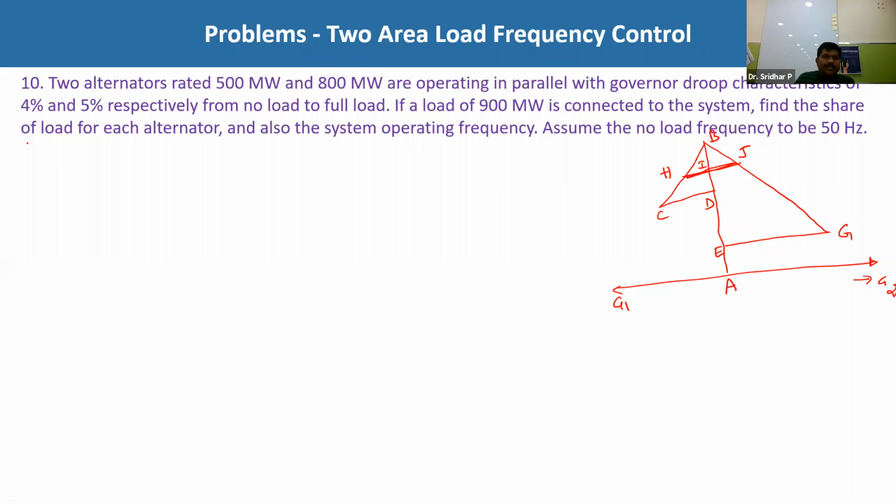So what is our equation 1? Equation 1 is nothing but X is equal to 500 into (50 minus delta F) divided by (50 minus AD). This is our equation 1. Similarly, for generator 2.